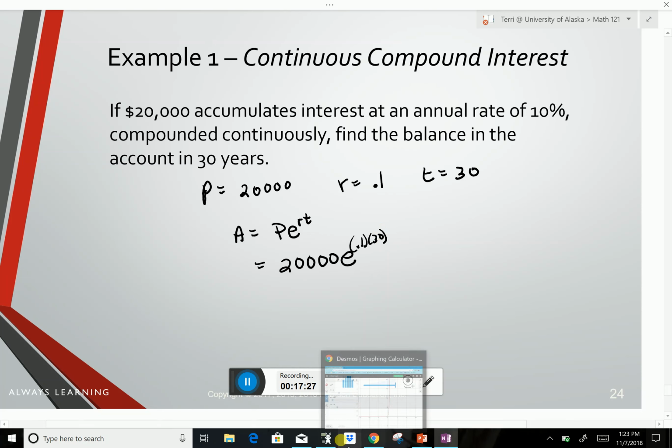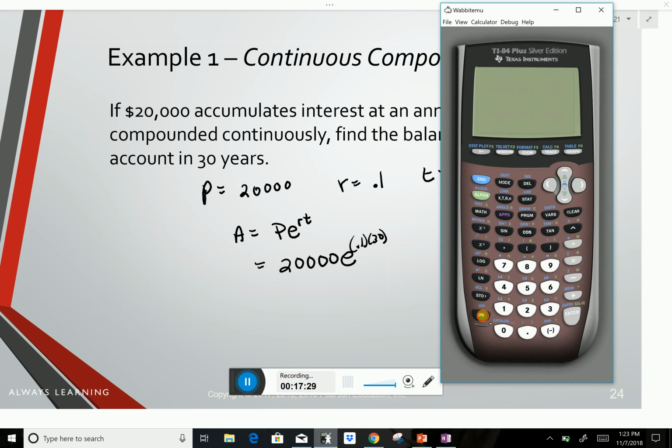Now let me show you how to put that in your calculator. Turn it on first. That's always nice. Okay. So we know we have 20,000. Your e is right here. It is the second natural log. So e to the, some of you have a key that says exp with the parentheses. That's the same thing. 0.1 times 30. Enter.